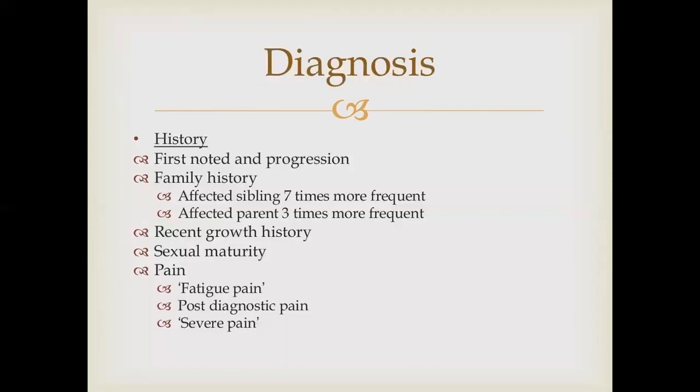Now moving on to the diagnosis. History, first noted on progression. Family history: affected siblings are 7 times more frequent, affecting a parent 3 times more frequent. Recent growth history, sexual maturity, pain, fatigue pain, post-diagnostic pain, or severe pain.